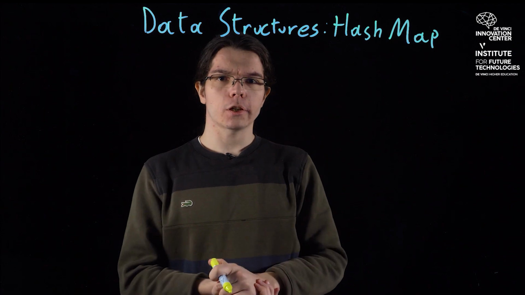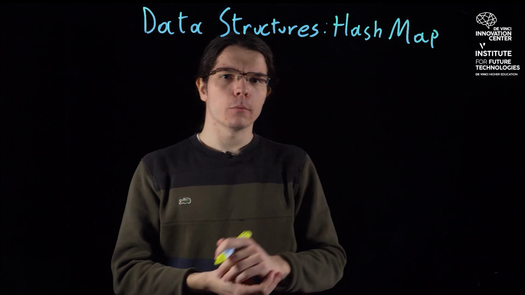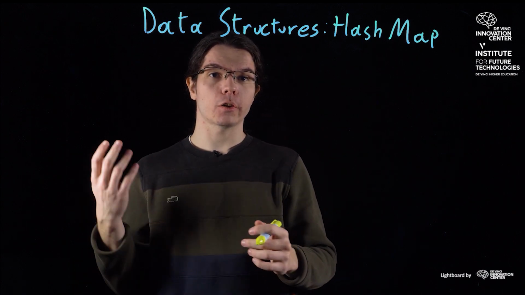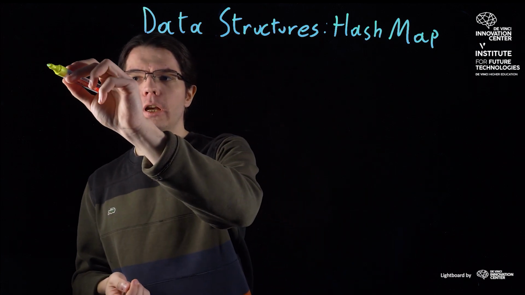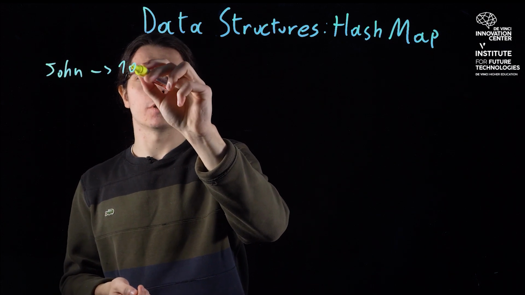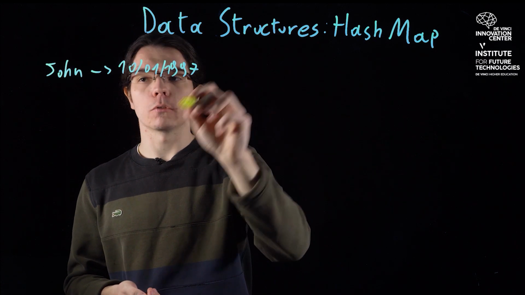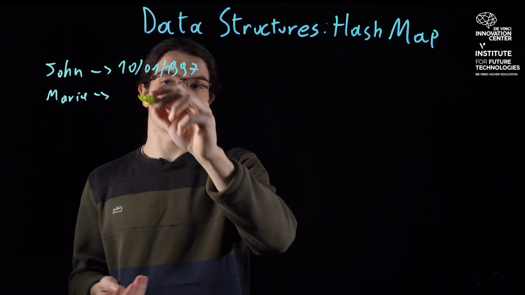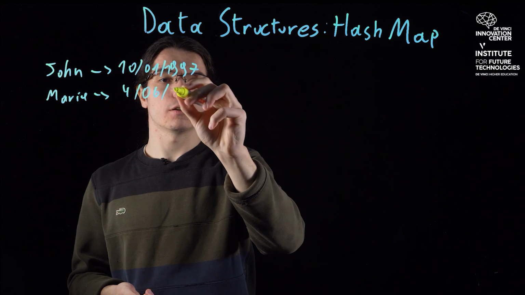Now, so far we have seen data structures to have multiple elements, one after the other. But what if you actually want to associate different elements? Let's say, for example, you want to associate a person's name with their date of birth. So, for example, you would have John associated with his date of birth of the 10th of January 1997, or Mary associated with her date of birth of the 4th of July 2000.